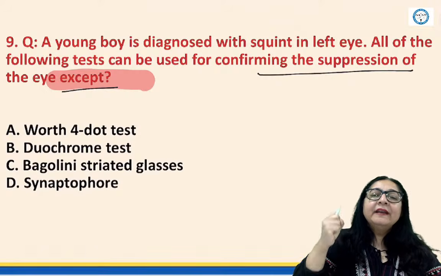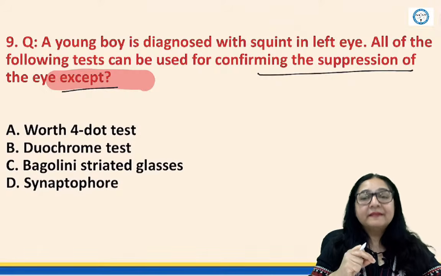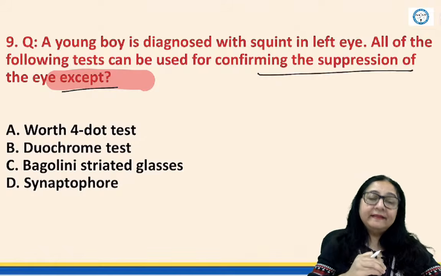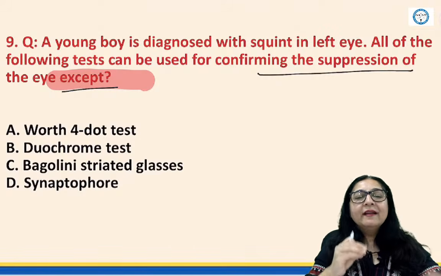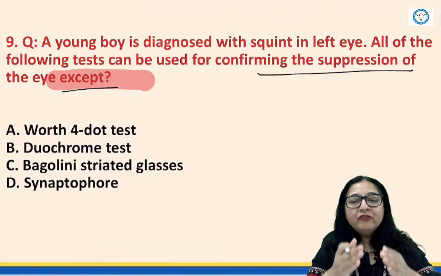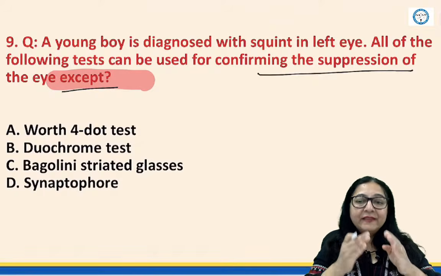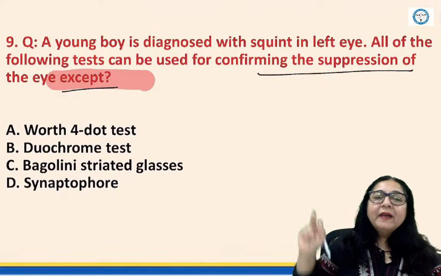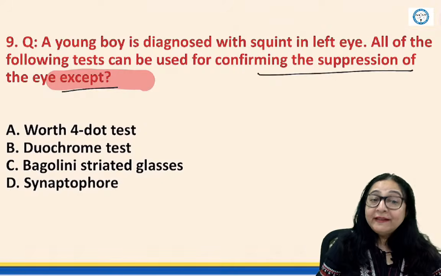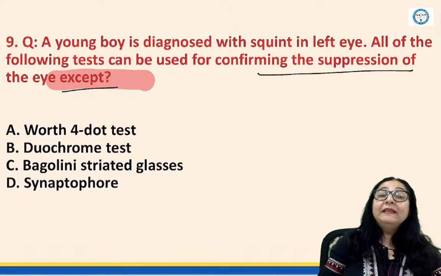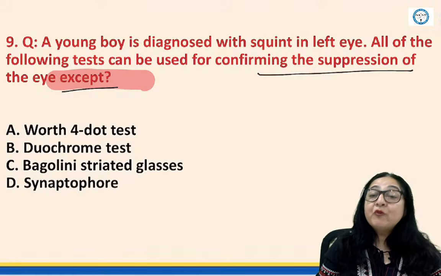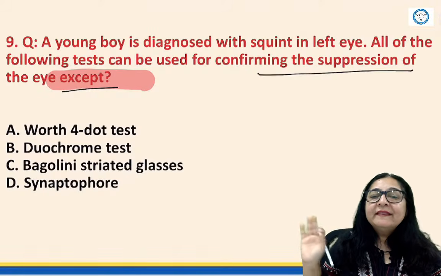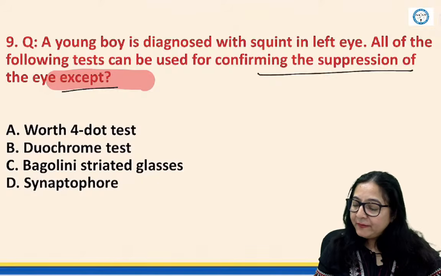So how would we know that the eye has suppressed? Okay, so there are certain tests which we can do to check whether binocular vision is normal or not, whether one eye is suppressed or not. So which one are those? Choices are Worth 4 dot test, duochrome test, Bagolini striated glasses, synoptophore. So which of these tests is not a test for suppression, beta? Which of these tests is not a test of suppression? बताएं.